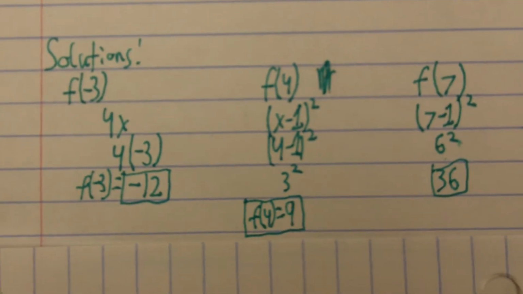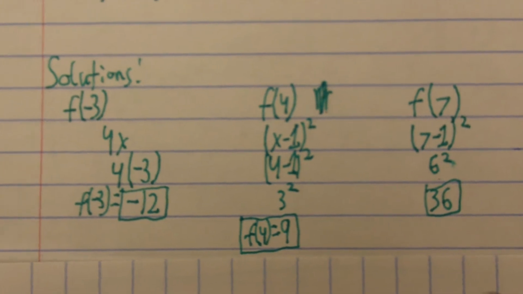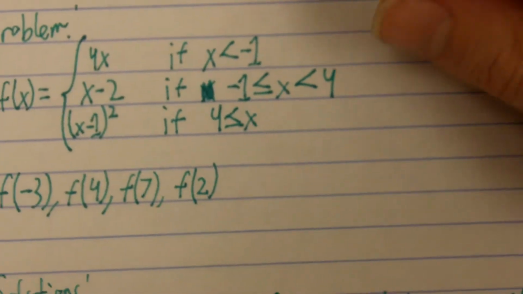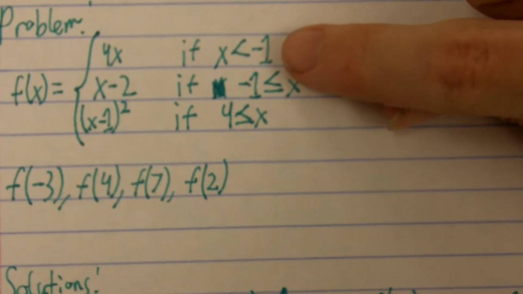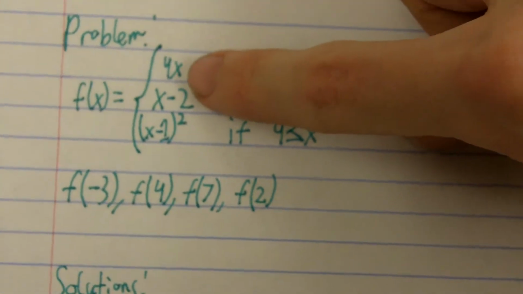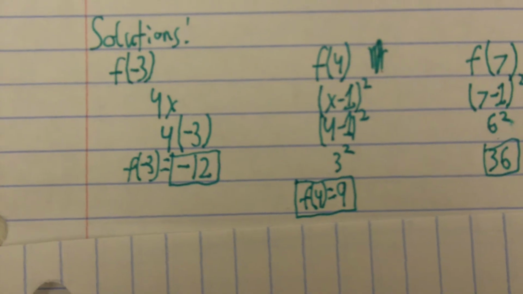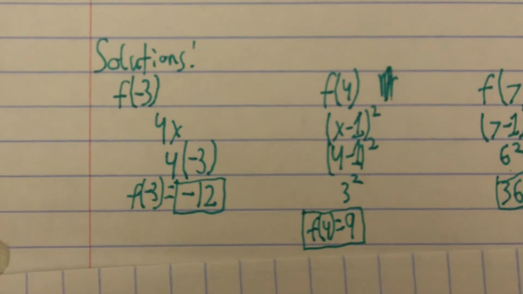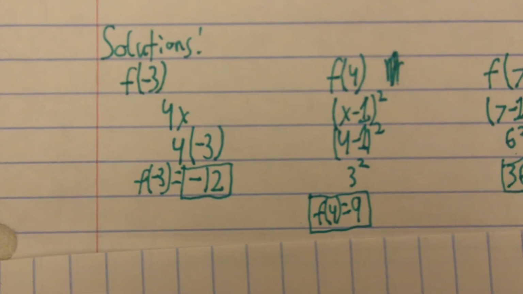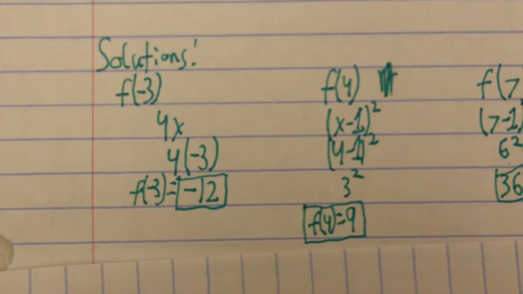So, for this first one, f of -3. The very first thing that we do is we identify where is -3. So -3 in this particular case, is it less than -1? Yes. So -3 will be this first problem, which is 4x. Now we need to plug the point in, which is -3. So we do 4 times -3, which is -12. So our final answer is -12.